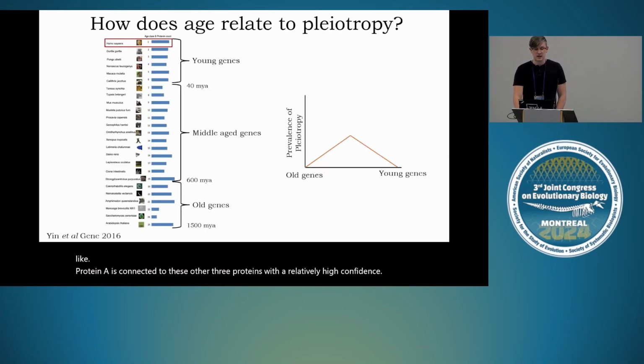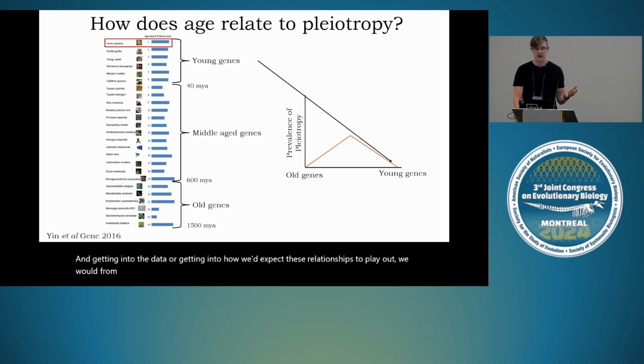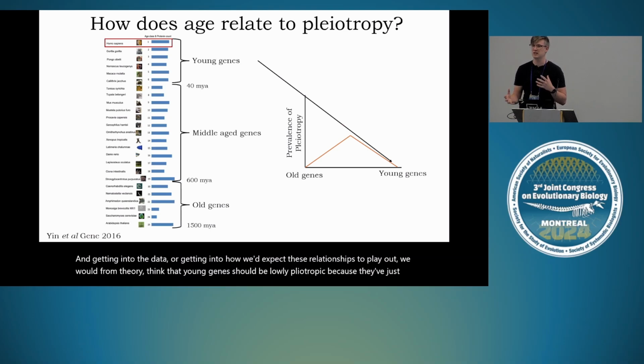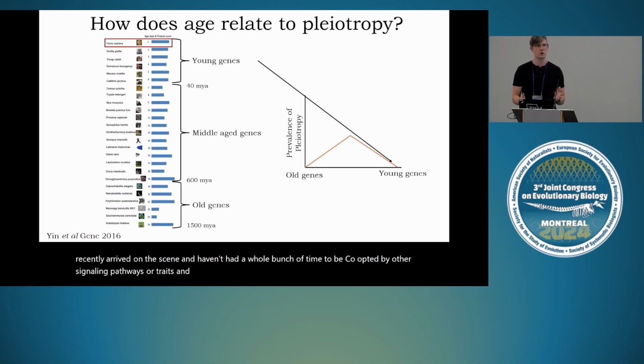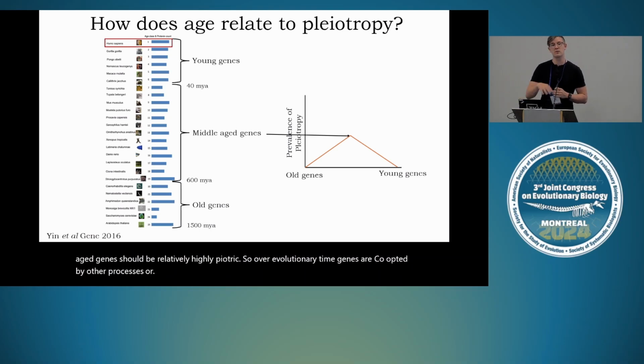And getting into how we'd expect these relationships to play out, we would, from theory, think that young genes should be lowly pleiotropic because they've just recently arrived on the scene and haven't had a whole bunch of time to be co-opted by other signaling pathways or traits, and so they're really only involved in 1 or 2 things. Middle-aged genes should be relatively highly pleiotropic, so over evolutionary time, genes are co-opted by other processes, or they themselves co-opt these other processes to optimize organism fitness.